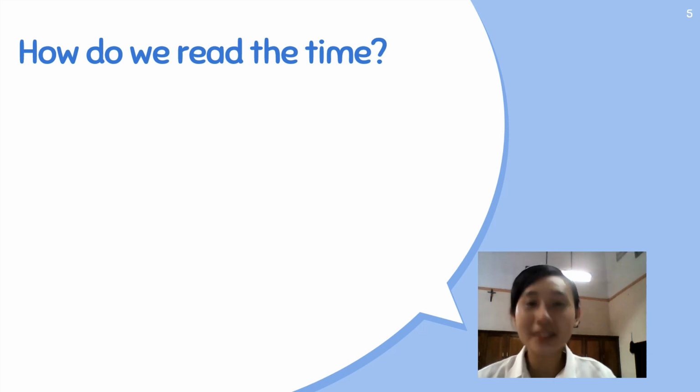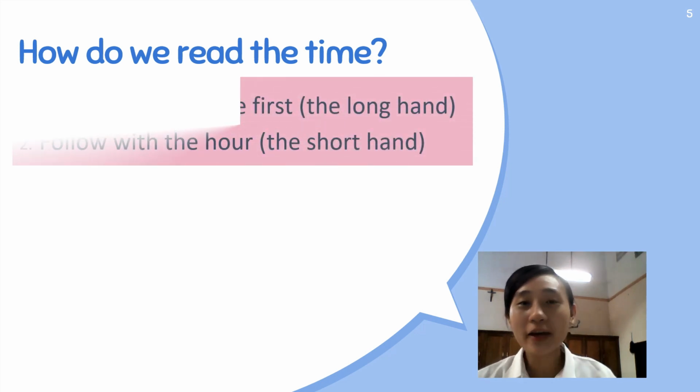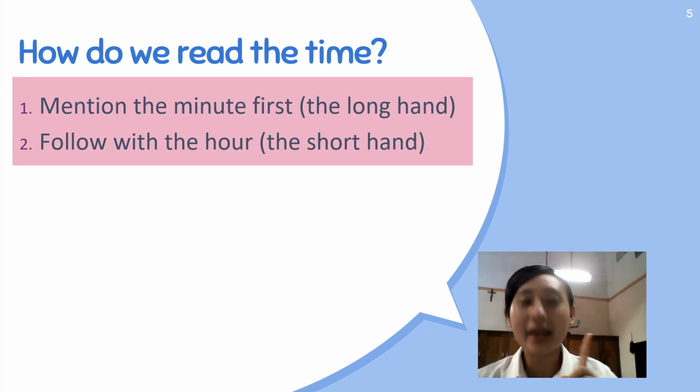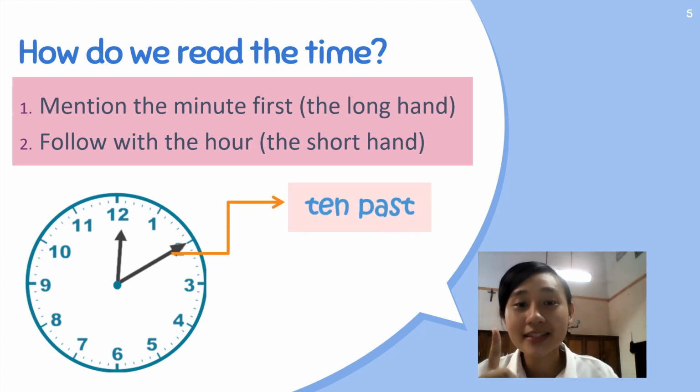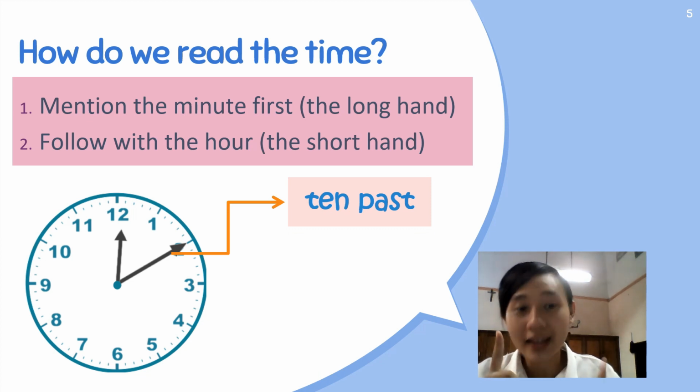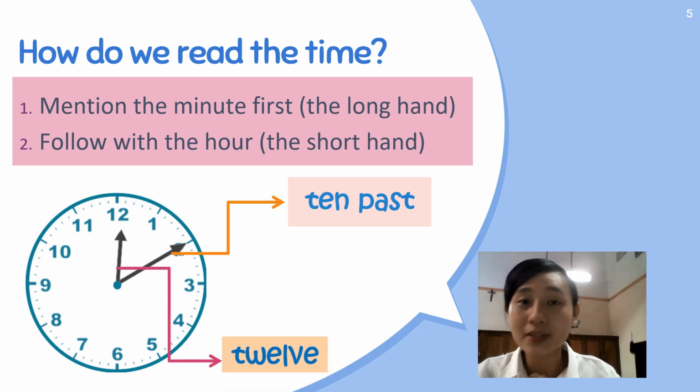Next, we learn how to read the time, students. How can we read the time? First, mention the minute first. It means the long hand. Still remember? The long hand. And then second, follow with the hour, the short hand. Look at the example below. What time is it? First, look at the long hand. It is 10 past. Next, after we look at the long hand, we look at the short hand. It points to 12. So we say it is 10 past 12.